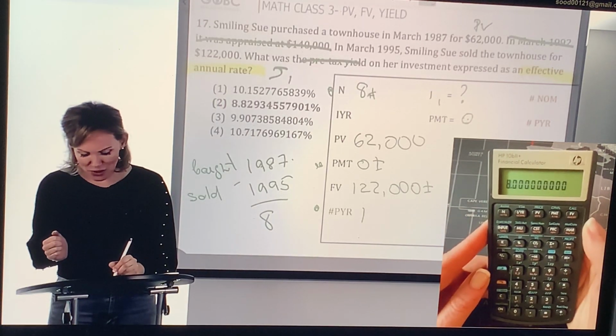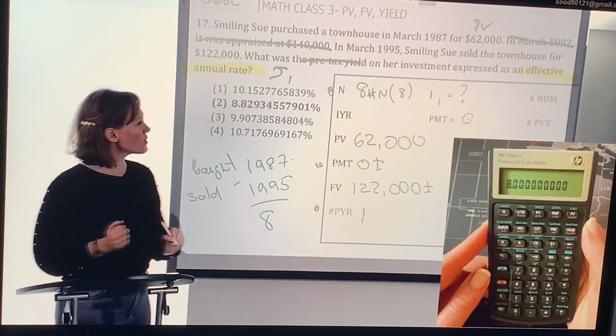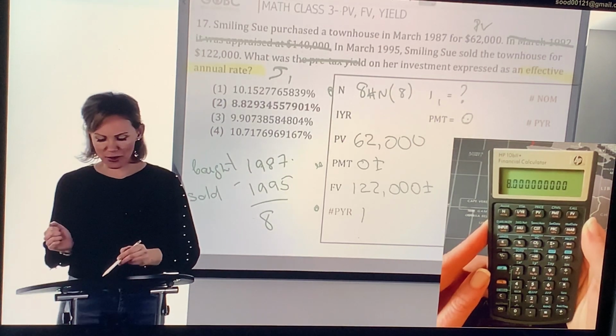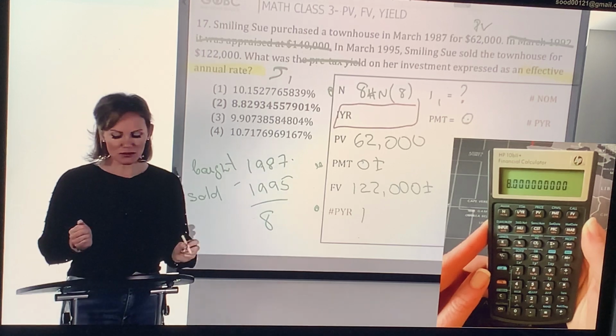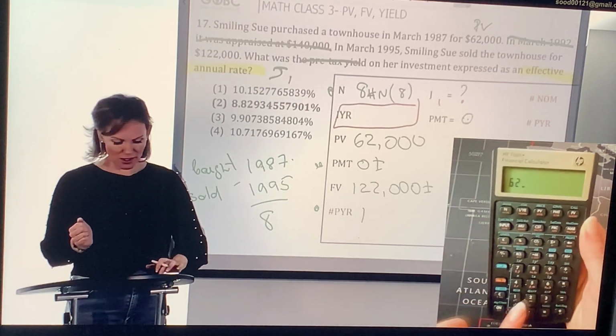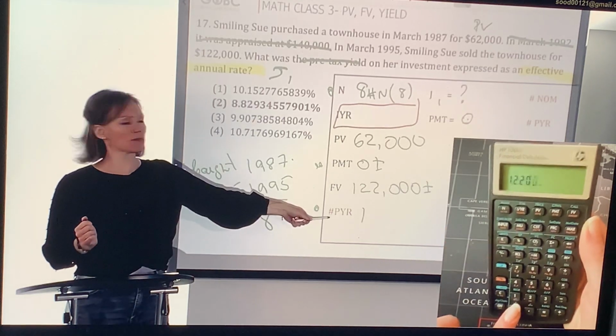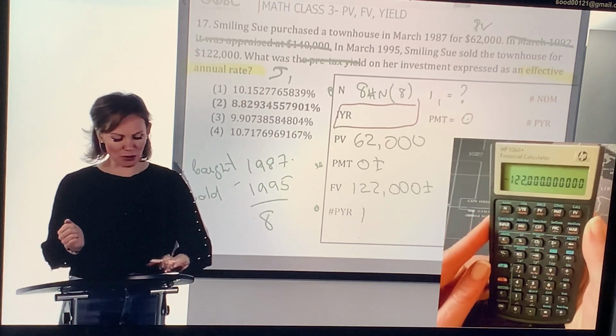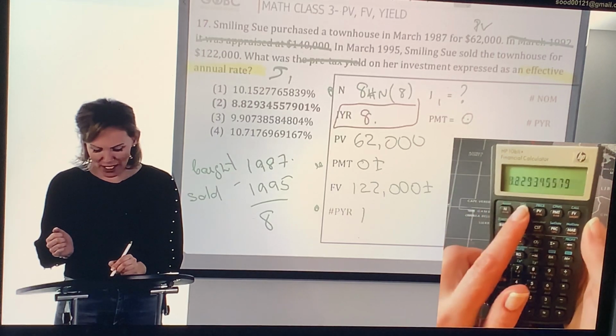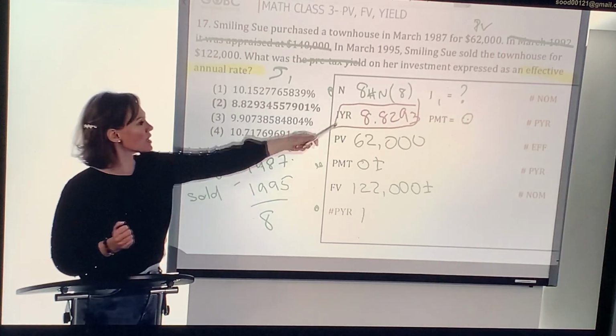Every time the N is given to you in years, I just want you to do the shift, so this way you always stay consistent. IYR, we're looking for that, so I'm skipping my IYR for now. Okay, PV 62,000. PV. 0 plus minus payments, 122,000 plus minus future value. Make sure that PYR is in. If it's not in, nothing will work for you. And then you press your IYR. When you press the IYR, mine came up to 8.8293 something. So that's my rate.